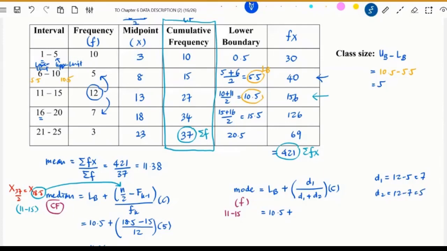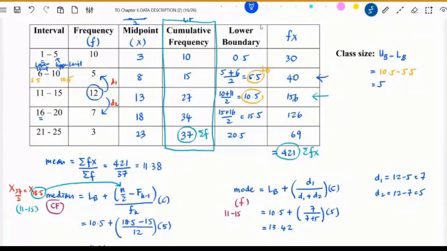So D1 is the one before, D2 is the one after. So this one is D1, this one is D2. We put it into the formula: 7 over 7 plus 5, times 5. So we're going to have your mode, which is 13.42. Okay, so that's how we find mean, median, and mode for the table with gap.